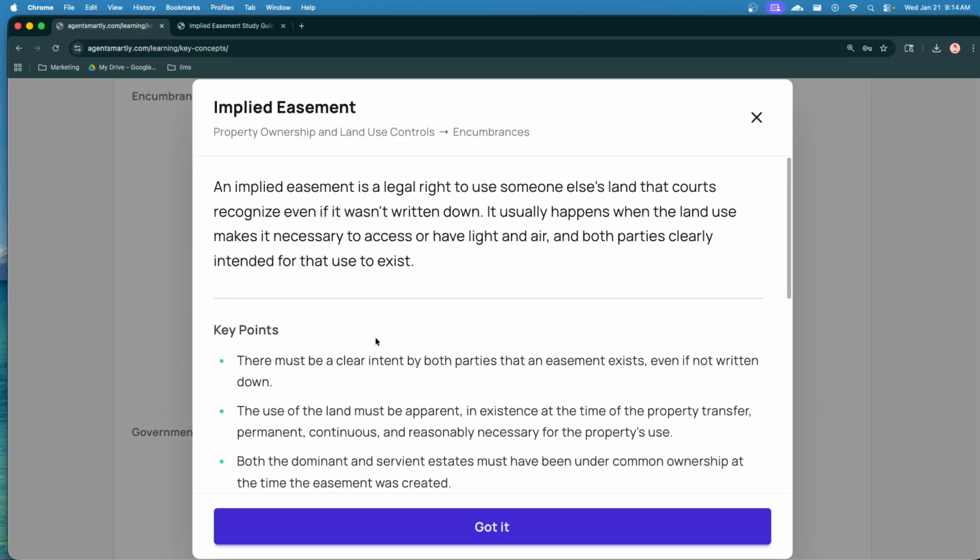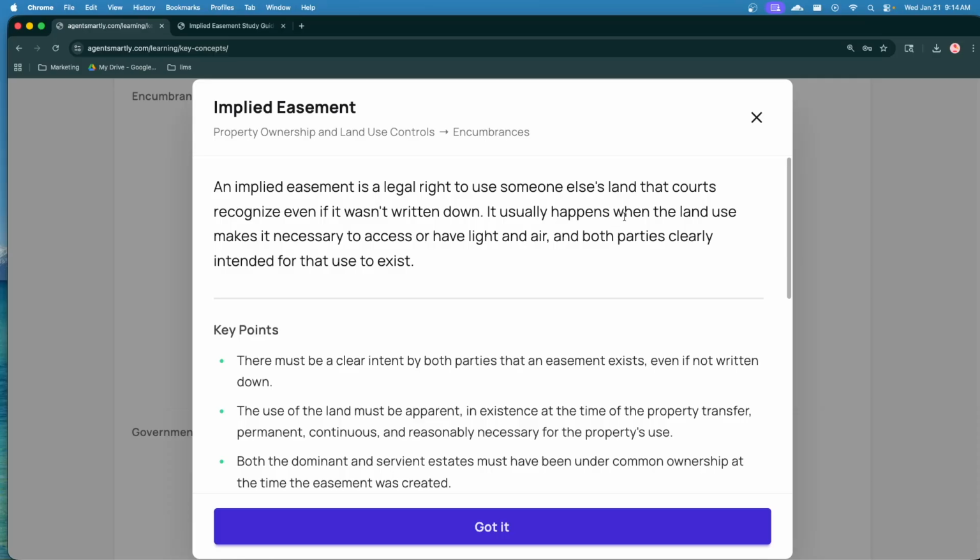So implied easement is a legal right to use someone else's land that courts recognize even when there is nothing written down. Okay, the keyword is right here. It's a legal right to use someone else's land, but there's nothing written down. So no formal agreement, that's the thing.